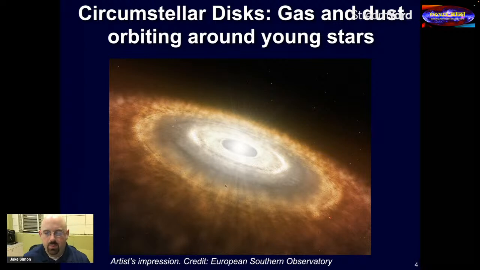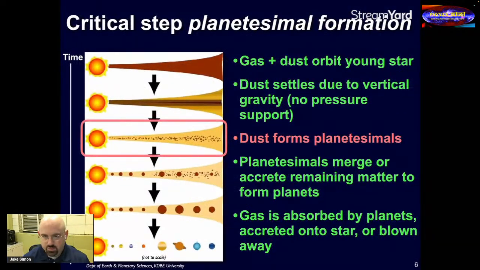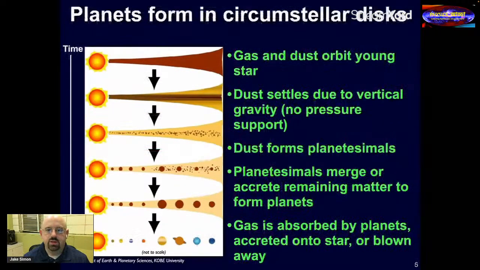Now, how that actually happens, I don't want to go into that. That would take a long time to explain. But what I do want to point out is that these disks are the birthplaces for planetary systems. Planets form in these circumstellar disks. Whoops, I skipped ahead a little bit too much there.